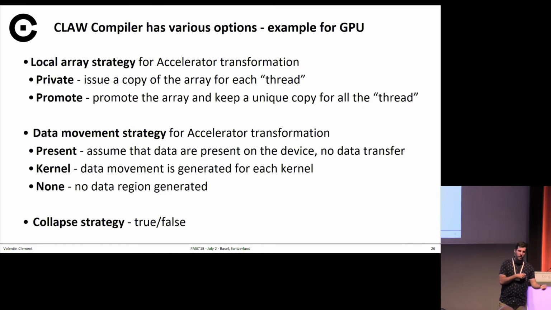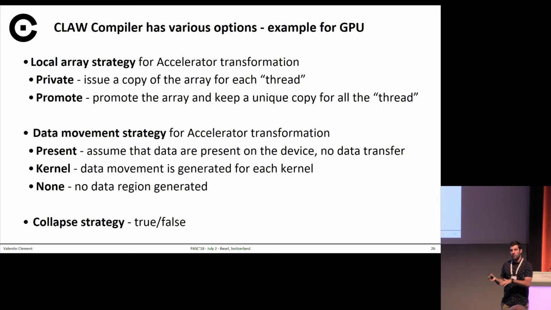The good thing about having an automatic tool that does the transformation is that you can have specific options for different transformations, and you can try out different strategies really quickly. In a matter of a few seconds, you can issue another code and try out if it's more performant than the other. For example, when you move to an accelerator and you use OpenACC directives with local arrays, you have different strategies. You can privatize them, so it means you will issue a copy of the arrays for each thread.